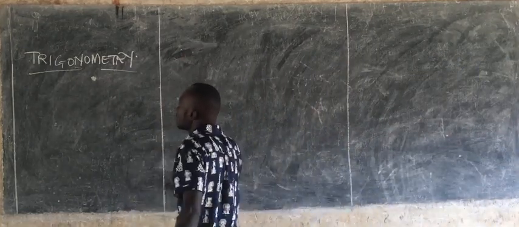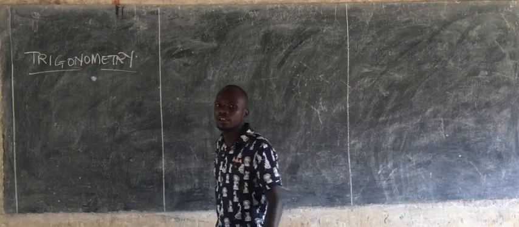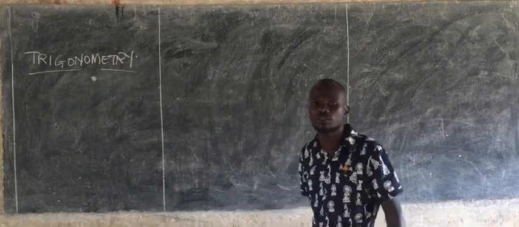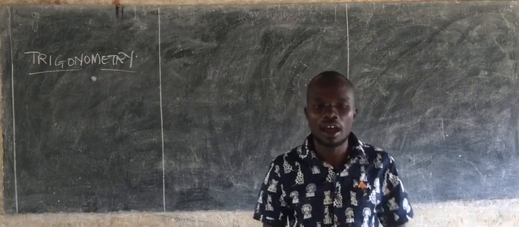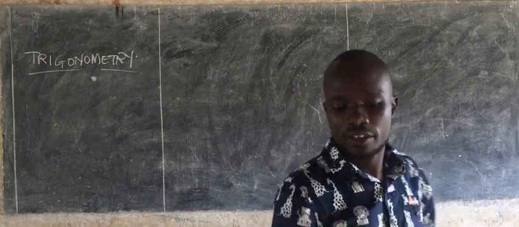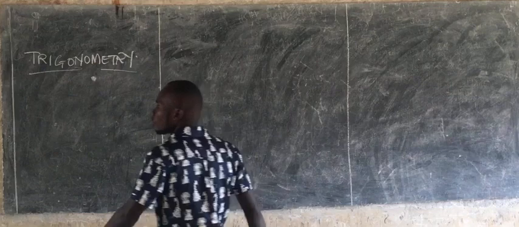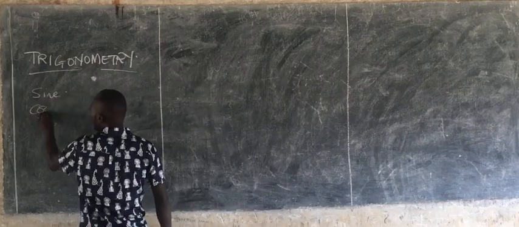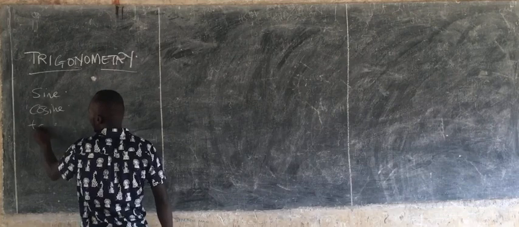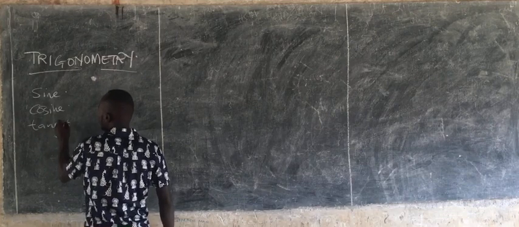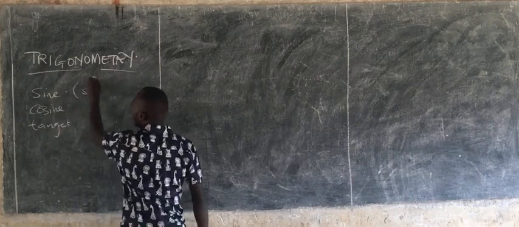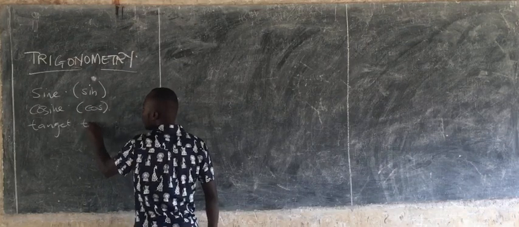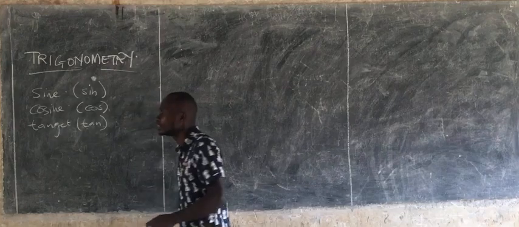We are going to be looking at trigonometry. Under trigonometry, we shall be introduced to different trigonometric ratios. And these ratios include sine, cos. We are going to look at the sine, the cosine, and then the tangent. We call this sine, this is cos. This will be tan or the tangent.